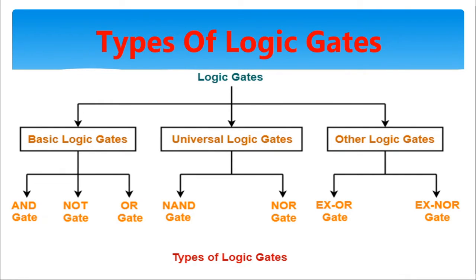Types of logic gates. Logic gates are classified into three types. Basic logic gates, that is AND, NOT and OR gate. Universal logic gates, that is NAND gate and NOR gate. And the third type is other logic gates, that is XOR gate and XNOR gate.